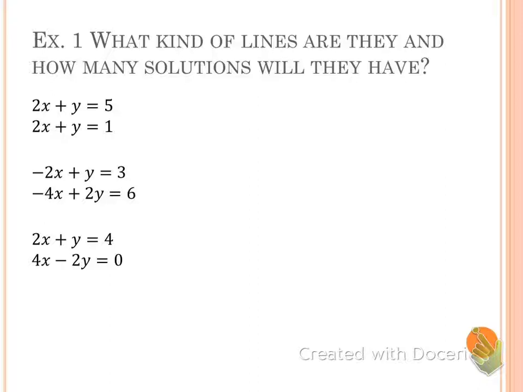Okay? What am I going to do first, Samantha? Very good. Subtract 2x on both sides. I get y is equal to negative 2x plus 5. Dean, what am I going to do to the next equation? Subtract 2x from both sides. Very good. Subtract 2x from both sides. And I get y is equal to negative 2x plus 1.